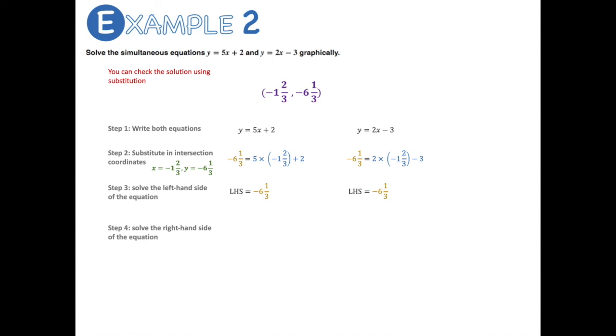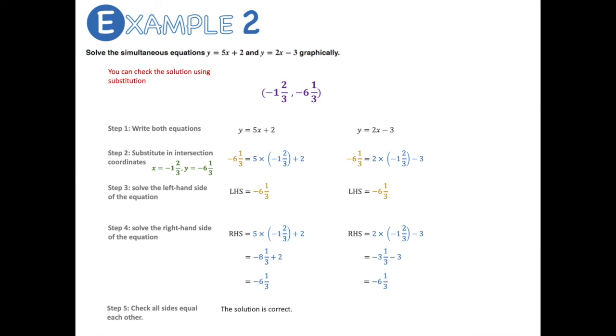So step 4, to solve the right-hand side of the equation. For the first equation, it's going to be 5 times -1 and 2/3 plus 2, which equals -8 and 1/3 plus 2, which equals -6 and 1/3. And solving for the second equation, 2 times -1 and 2/3 minus 3 equals -3 and 1/3 minus 3, which equals -6 and 1/3. Check that all sides are equal to each other, which they do, which means our solution is correct.